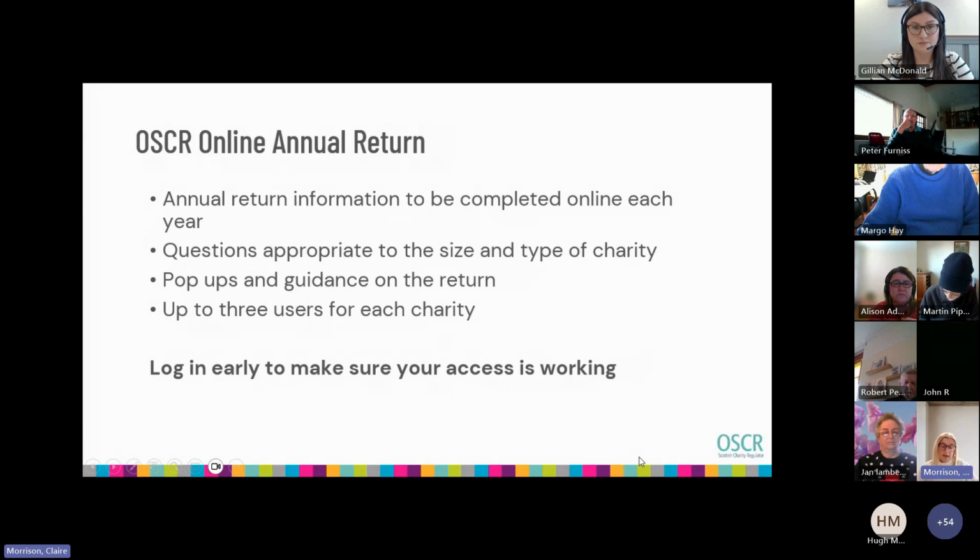The OSCR online annual return is accessed through the OSCR website. There can be up to 3 users registered for OSCR Online for each charity, and a user can be a user of more than one charity. Each user will log in with an email and password and can then access the charity to which they are connected. The return will be ready to complete immediately after the charity's year end, but you should wait until the annual accounts have been finalised before starting to complete your annual return, as some of the questions relate to the financial information which is contained within the accounts.